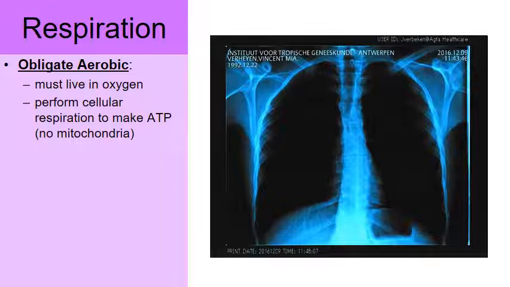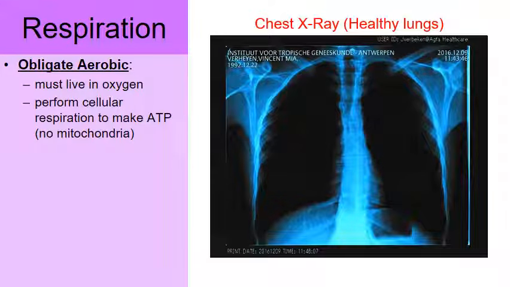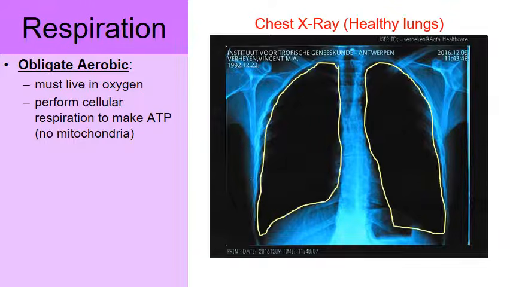Now, if we look at this chest x-ray of a person's healthy lungs, here are the lungs right here. Notice how the lungs appear just black, because after all, they're filled with air and it doesn't really show up on an x-ray. And that's what a healthy chest and healthy lungs would look like in an x-ray.